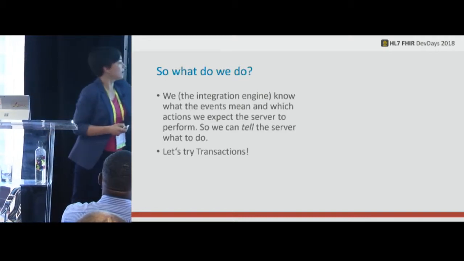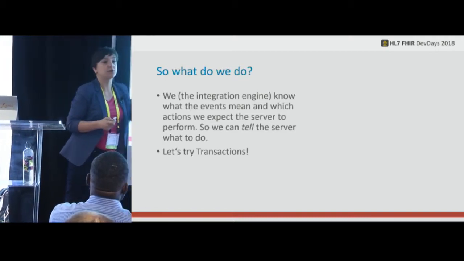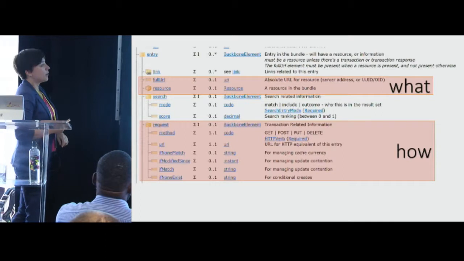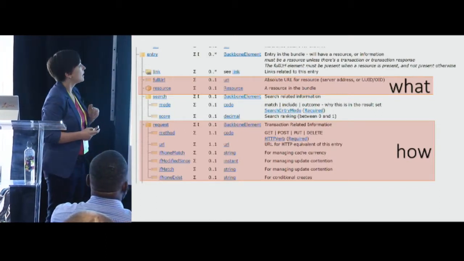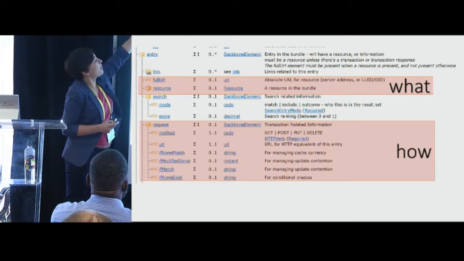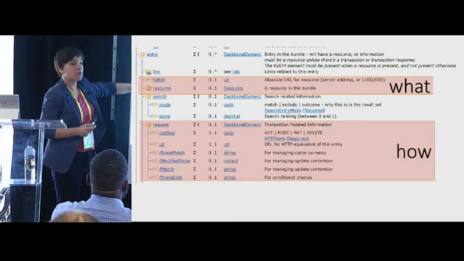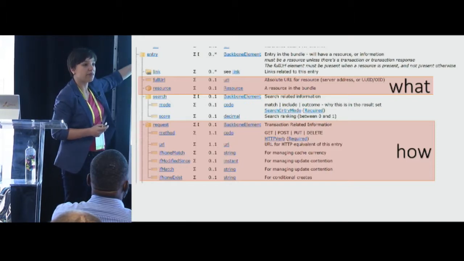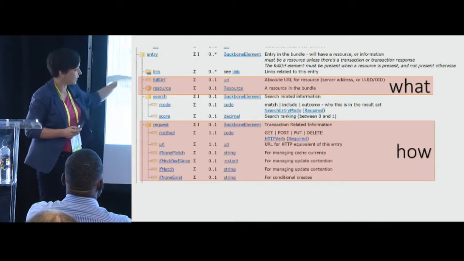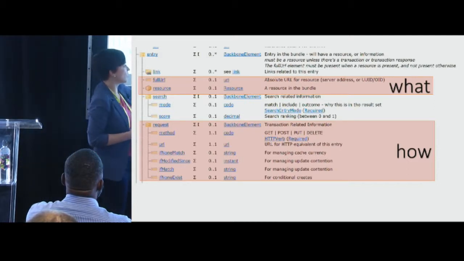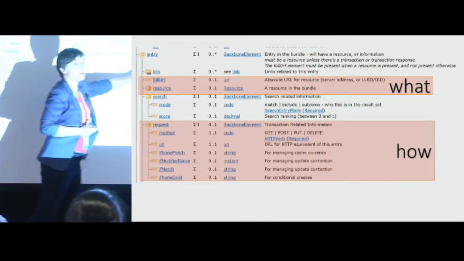So what we need in order to be able to do that is the transaction type bundle. Because there's one thing special about the transaction type bundle. We not only have the different resources that go into this bundle, but for each and every resource we also have this request part where we can tell the server what to do with this resource. We can tell the server whether we want to update or post or delete.